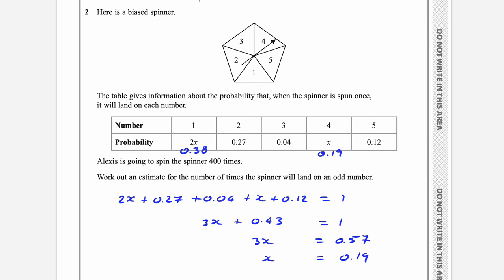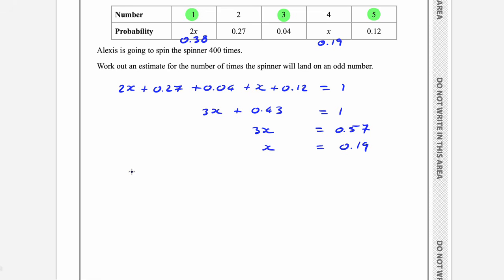An odd number, guys, is obviously 1, 3, or 5. So the probability of odd is equal to 0.38, the 1, plus 0.04 plus 0.12. This gives me 0.54. Again, guys, feel free to use your calculator.